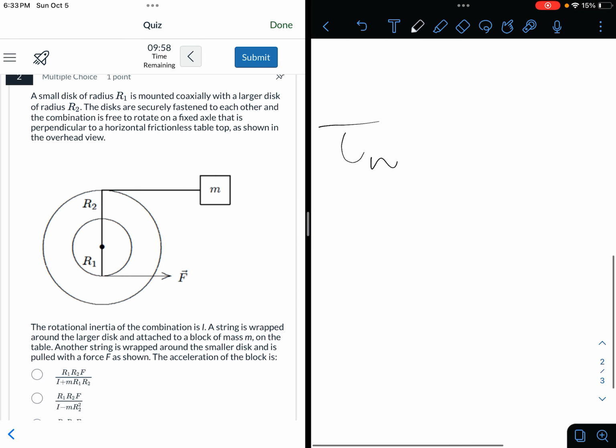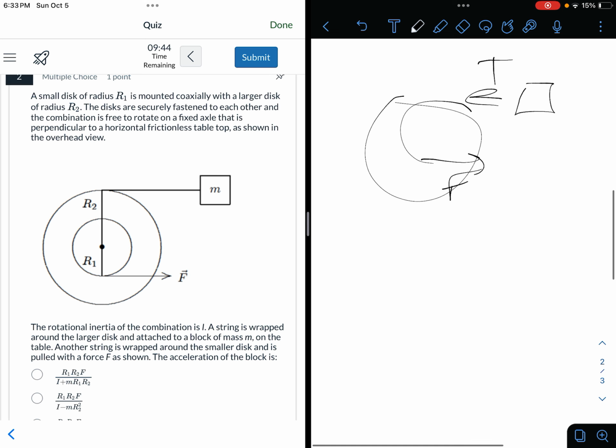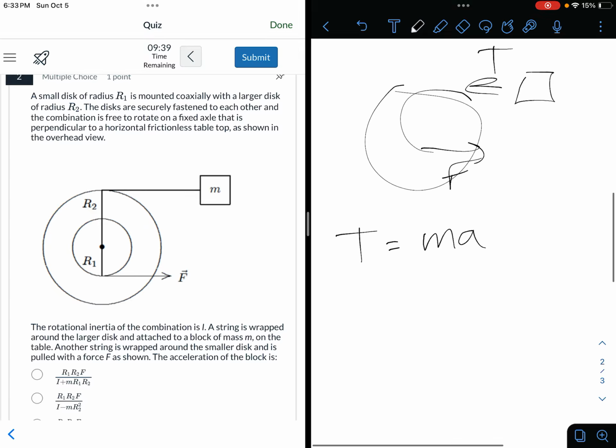So I know T net. So this is a two-body problem, right? So we're gonna have this tension on the block T, and then we're gonna have this force F. So we know that by Newton's second law, the tension T is going to equal ma, and we know the torque on this disc is going to equal F. So the T net is going to equal I alpha.